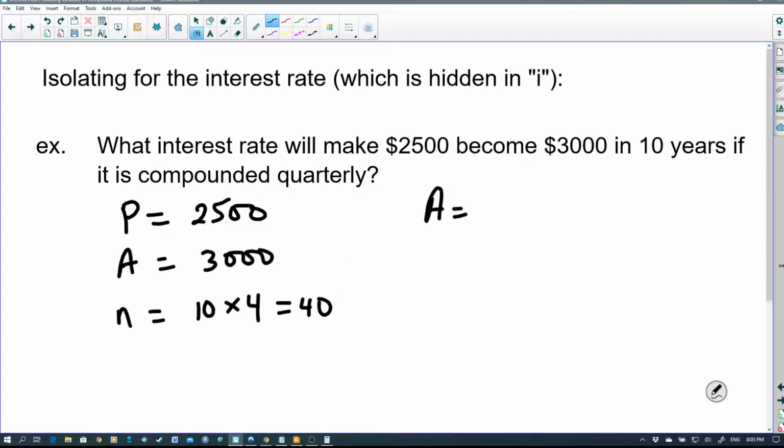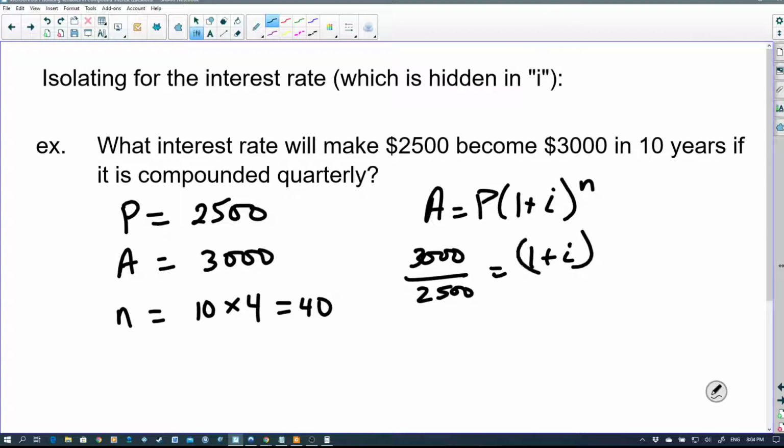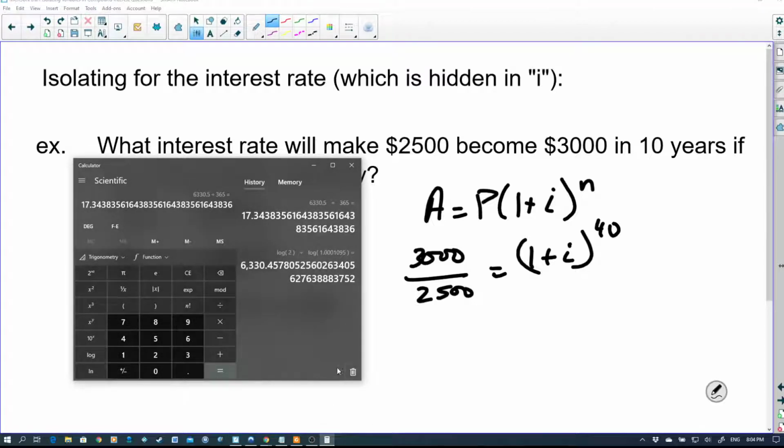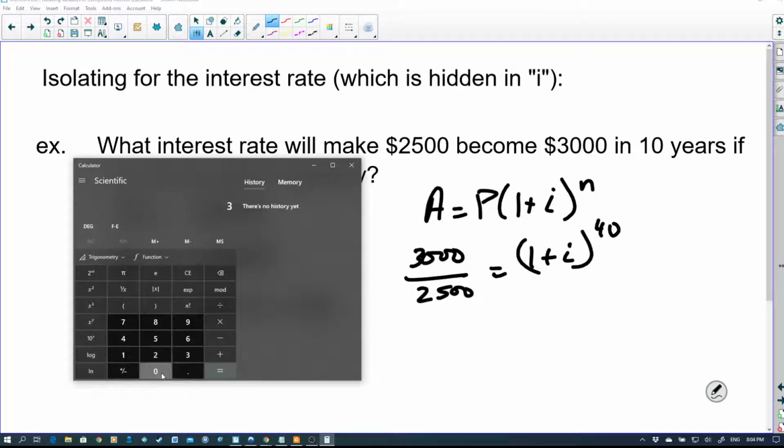Looking at our formula again, we're isolating for i this time. So we're going to get to the point where we have i almost by itself. Let's put our numbers in. So we're going to have A divided by P. So 3,000 divided by 2,500 equals 1 plus i to the power of 40. So what's 3,000 divided by 2,500? That gives 1.2.